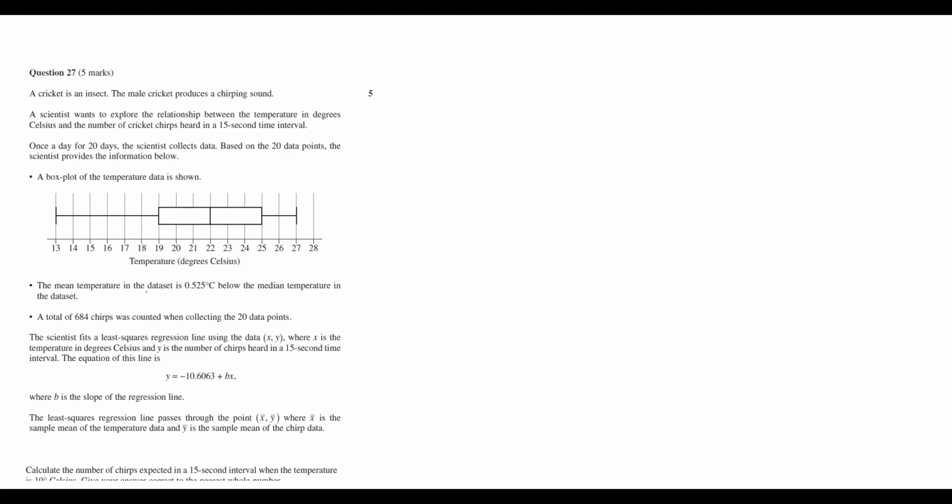The mean temperature in the data set is 0.525 degrees Celsius below the median temperature in the data set. So what I think we should do is write that down right now. I'll note the mean temperature as T with a bar on top for the average, which is equal to the median minus 0.525. Our median here is 22, since that's what the mark in the box plot represents. So it's 22 minus 0.525. In other words, the average temperature is equal to 21.475.